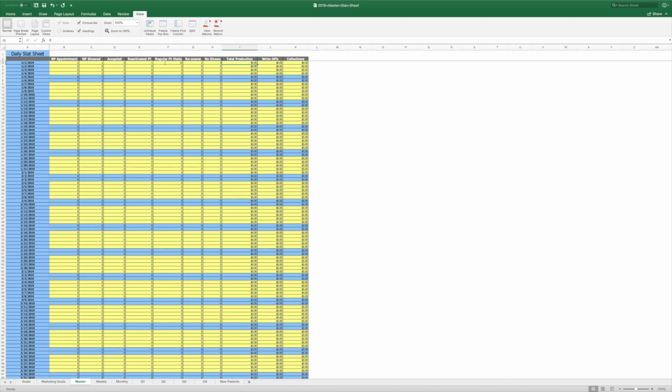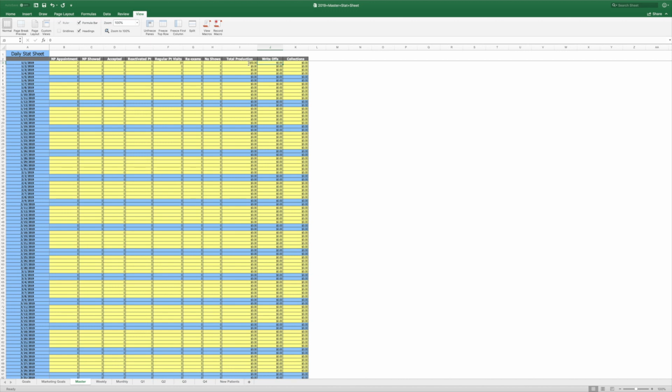Total production is how much you produced in services for the day. This is not collections, but if your patients are paying you $10 a visit and you're seeing 5 people, your total production is $50 for the day. Write-offs are, let's say that you gave somebody a discount because they're a family member and you wrote off half the visit, which was $5, you would put the amount of write-off in that column.